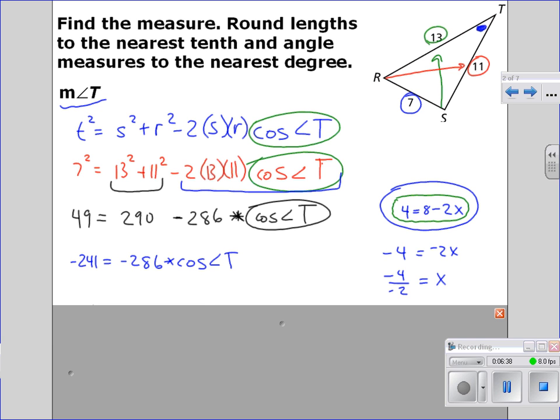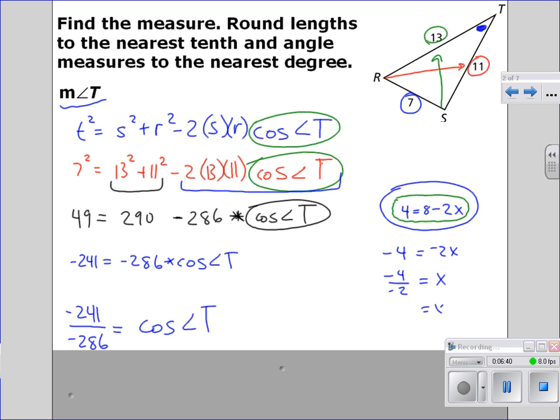So x equals 2. Okay, now, here's the thing. With this problem over here, the cosine stuff, you're going to do the exact same thing. You have to follow your rules of algebra.